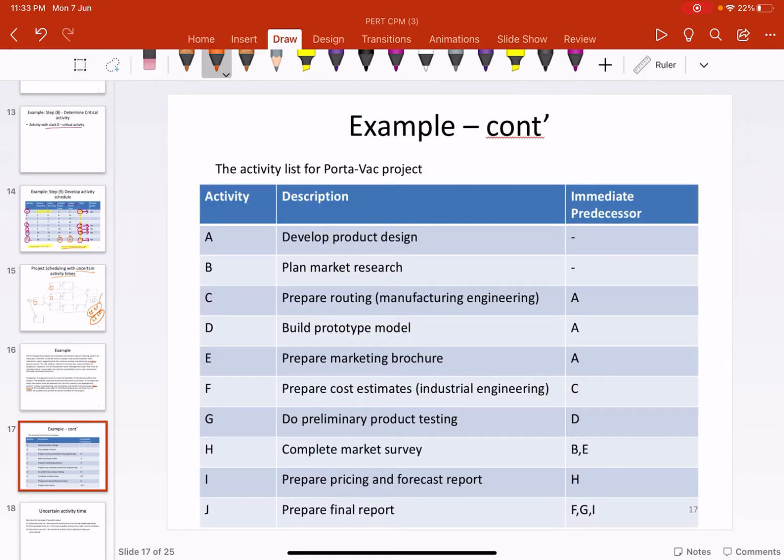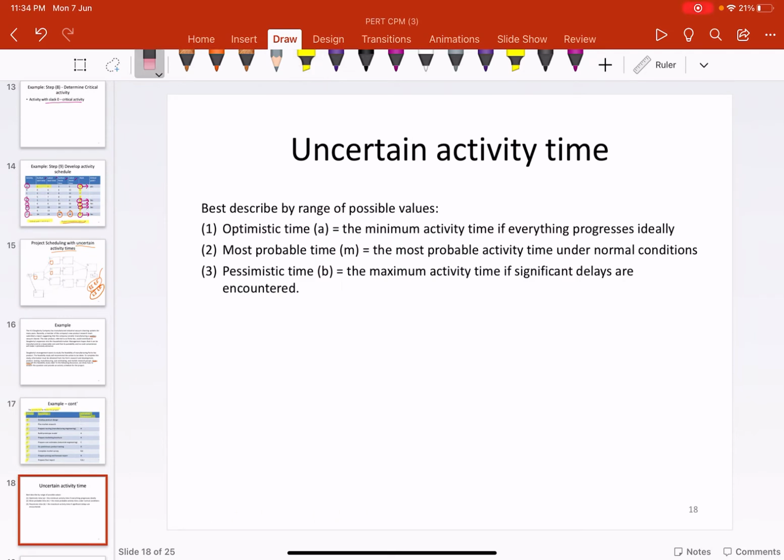So this is the activity list for the PERT project, in which you have the activities, the description, and also the immediate predecessor. So here we have how many activities? 1, 2, 3, 4, 5, 6, 7, 8, 9, 10. All 10.